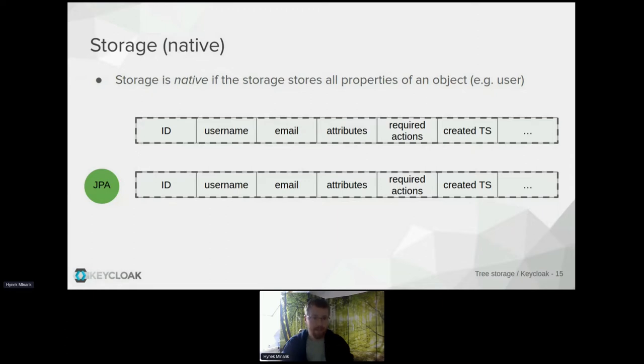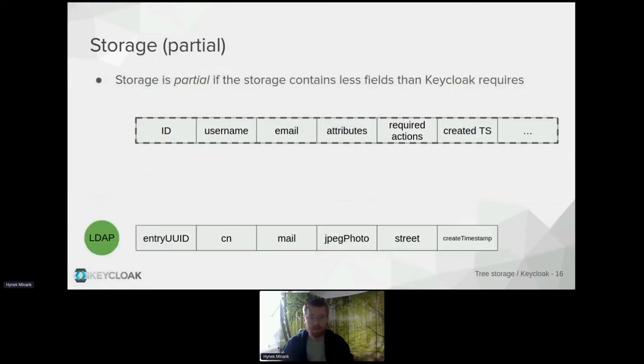There is another type of storage, which is the partial storage. And a perfect example is exactly the LDAP that we have seen earlier. So LDAP contains just a few properties. How do we make a map user entity out of these properties? Obviously, we have to map it somehow. And now that is becoming very interesting.